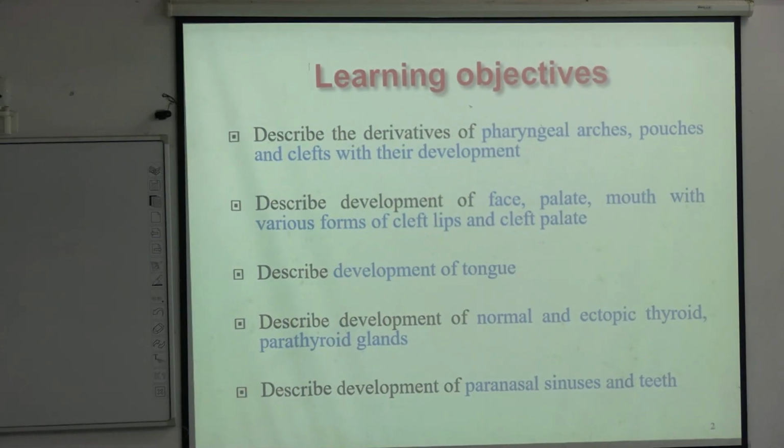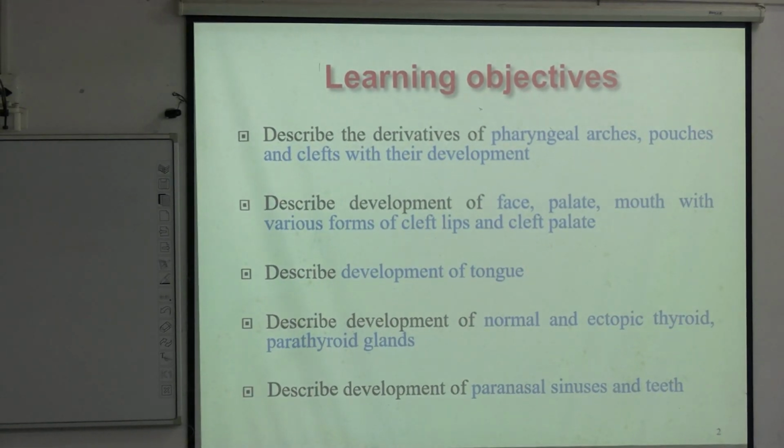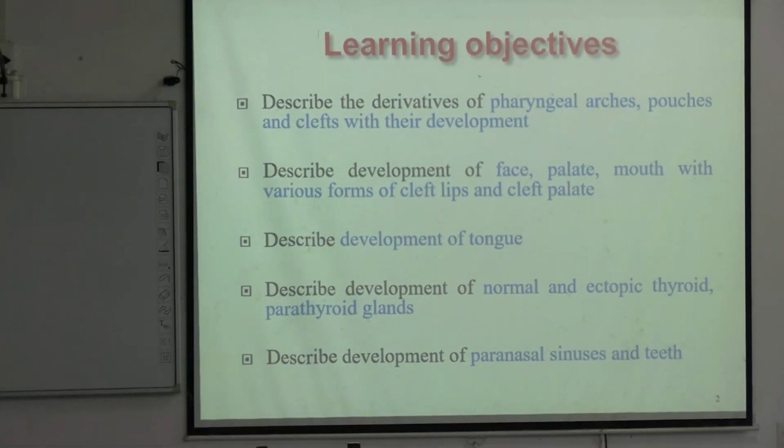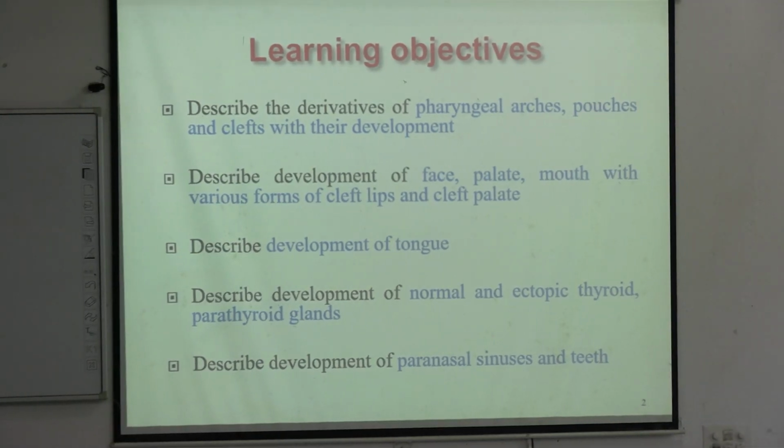Development of the tongue, of course we are going to learn. Development of the thyroid, abnormal positions of the thyroid, just like we talked about abnormal positions of the testicles, we call them ectopic thyroid. If some other place holds this thyroid, we call it ectopic thyroid.